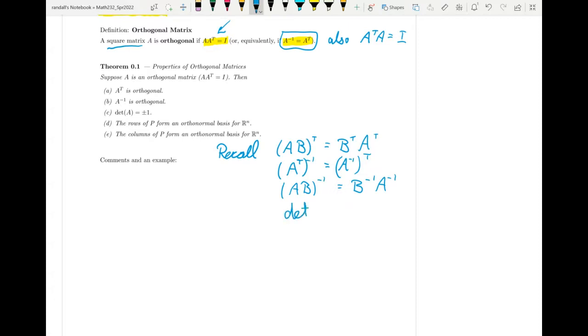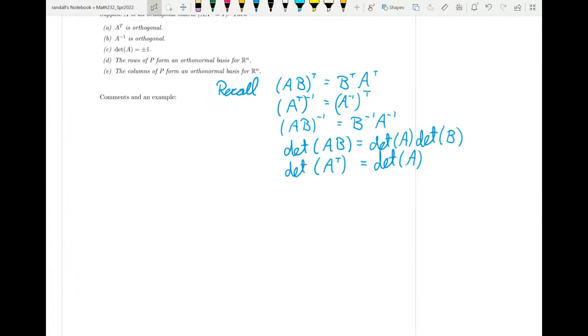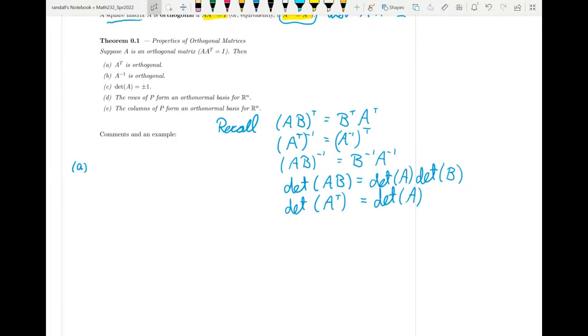We also have two properties of the determinant that are going to be useful here. The determinant of a product turns out to be the product of the determinants, which looks rather mysterious, but it's true. And also, as I mentioned before, the determinant of the transpose of a matrix is the same as the determinant of the matrix. So there are some properties that we'll use to establish these properties of orthogonal matrices up here. Let's go through them one by one. Let's read it carefully now. We're starting with an orthogonal matrix A. So that's our hypothesis.